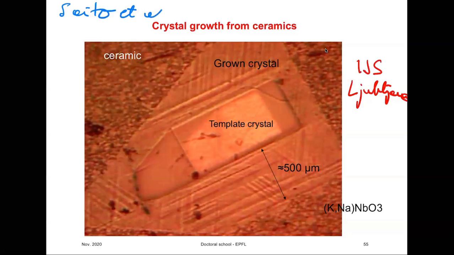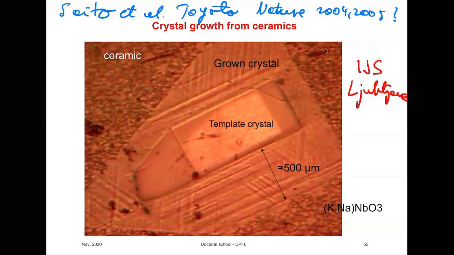from Toyota Central Research Lab, and their famous paper in Nature. That was either 2004 or 2005, in which they grew potassium, sodium, lithium, niobium, tantalate crystals, and by making templated grain growth, textured ceramics, they were able to get properties which are comparable to those of PZT.